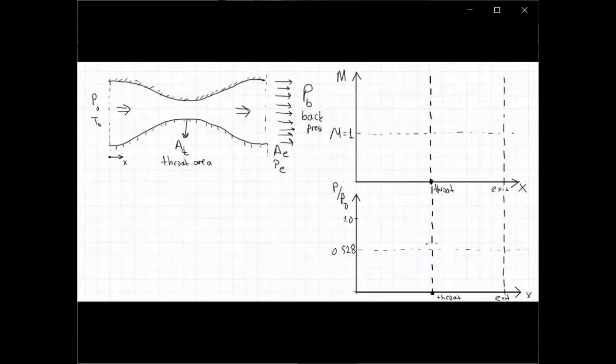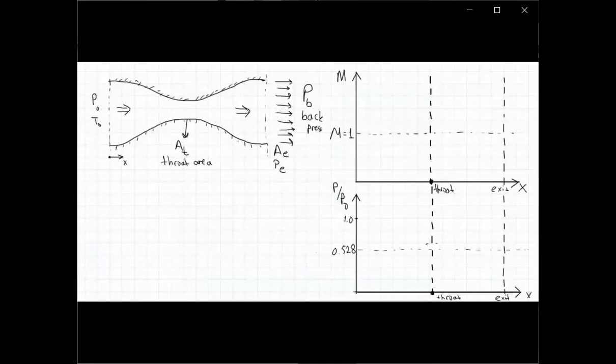I will plot the variation of Mach number with respect to x and variation of P over P0 with respect to x, static pressure with respect to stagnation temperature for different scenarios. So x is of course the longitudinal direction along the converging diverging duct, right?